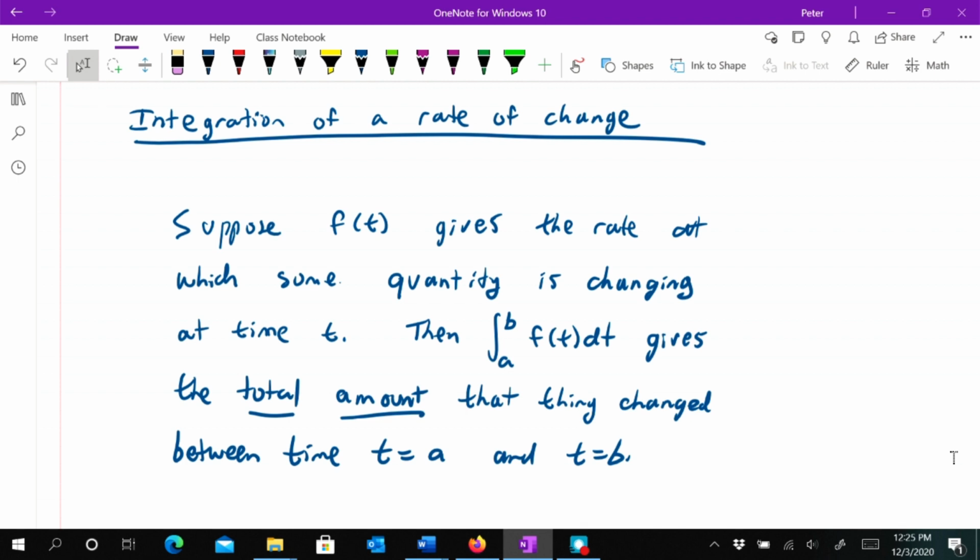Let me just state the general principle. So let's suppose that f of t gives the rate at which some quantity is changing at time t. So it's not the total amount of the quantity that you have, it's the rate at which the total quantity is changing. In that case, if we integrate the function f of t from a to b, where a and b are times, because the variable here is t for time, then what we get is the total amount that that thing changed between time a and time b.